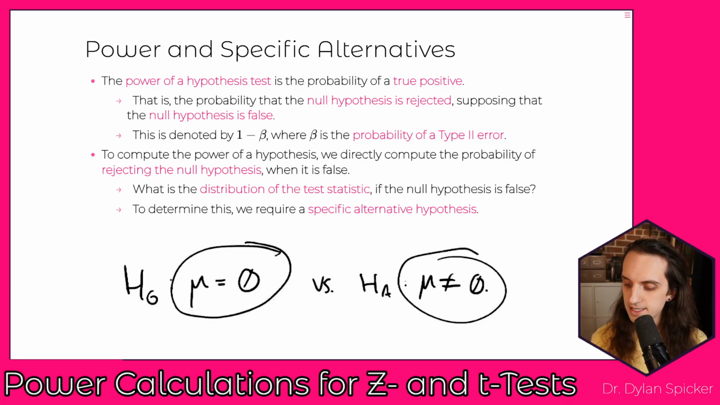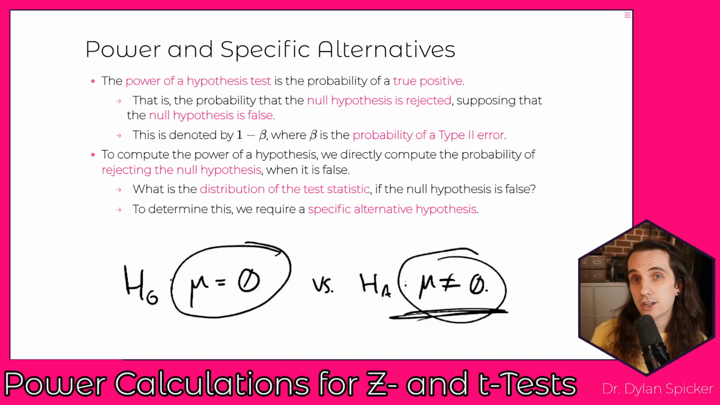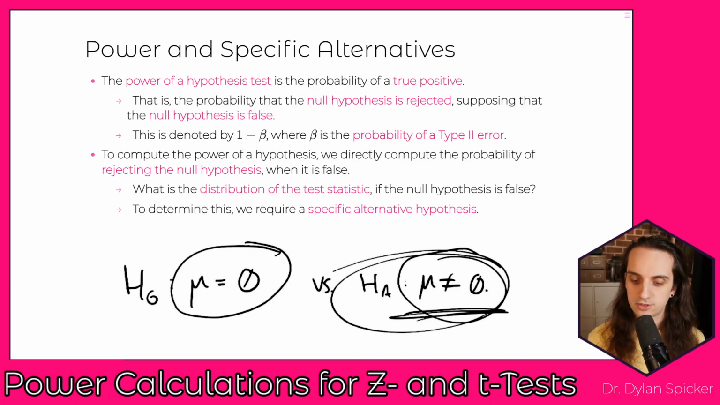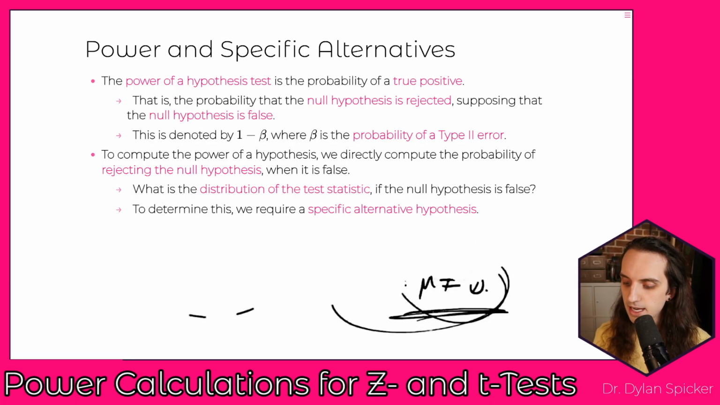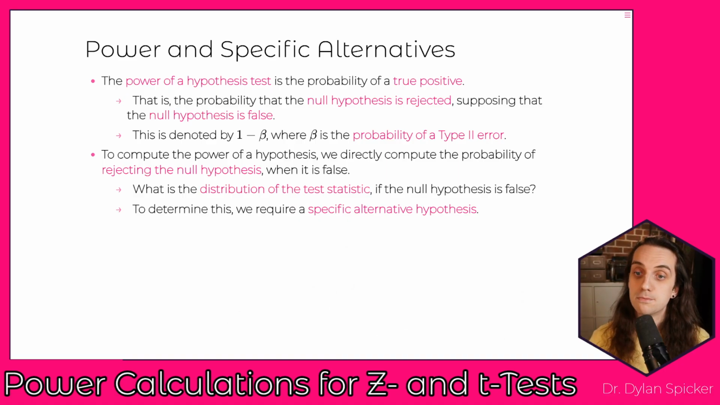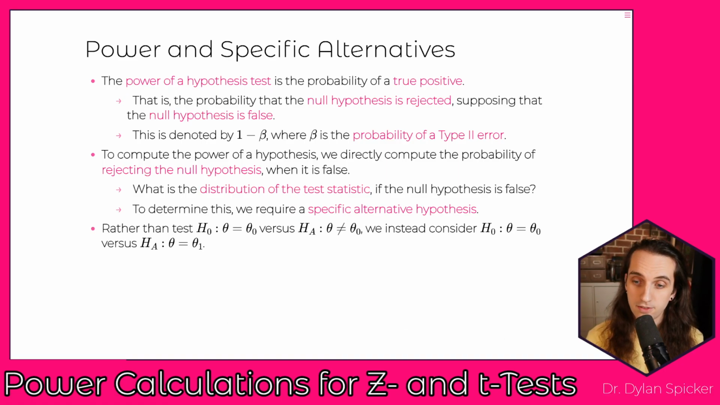And so because this is not a concrete value, we can't actually work out a specific sampling distribution using this as the alternative that we're thinking about. And so instead, we need to be thinking about more concrete, more specific alternative hypotheses. Okay? So rather than us testing theta is equal to theta naught versus the two-sided alternative, instead we're going to consider these weird-looking hypothesis tests where theta is equal to theta naught versus the alternative of theta equaling theta 1.